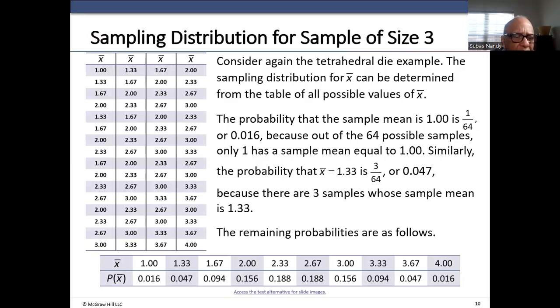1.33, how many times does 1.33 occur? It must be occurring 3 times. So 3 out of 64 is 0.047, and so forth. So basically you have a list of X bar, the possible values of the sample mean, and the corresponding probability, which is obtained by finding how many times it occurs among the 64 samples. For example, as I explained, 1 appears only once, and 1.33 appears twice. So the probability of X bar equal to 1 is 1 out of 64, or 0.016. The probability of 1.33 is 2 out of 64, which is 0.047, and so forth.